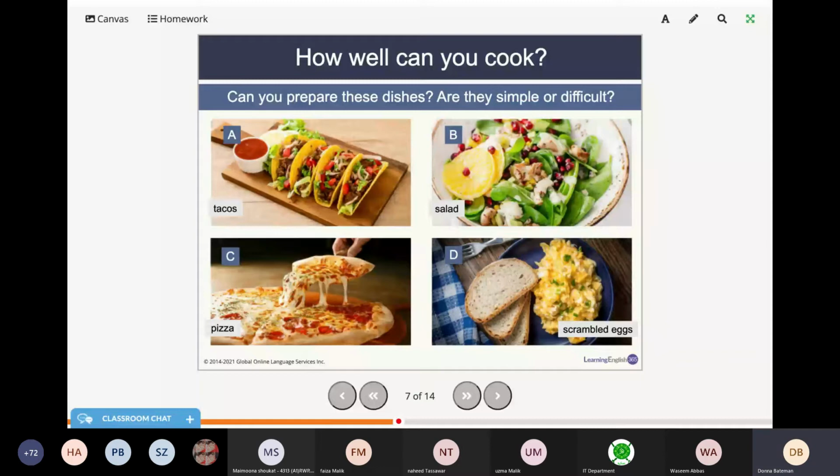Think about what ingredients there are in those dishes. What are the different things that you would use when you were cooking those? How would you prepare those dishes? Do you know how you would prepare it? And which of those dishes do you think is the easiest to prepare, and which is the most difficult?